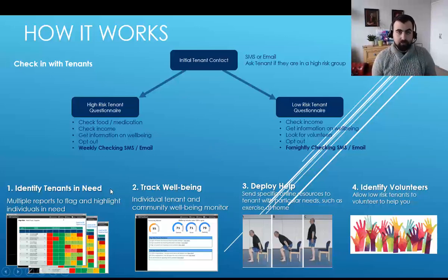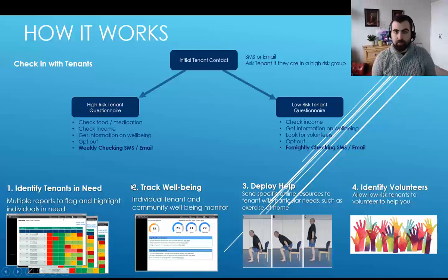The main things we can do with this information that we're gathering are, number one, to identify individual tenants who are in need of our help. If we can identify a tenant very quickly who is struggling with food, who is struggling with medication for a pre-existing condition they have, or maybe is not going to be able to pay their rent because they have lost a part-time job or lost certain benefits that they had, we'll be able to flag and highlight those tenants to allow us to act on that.